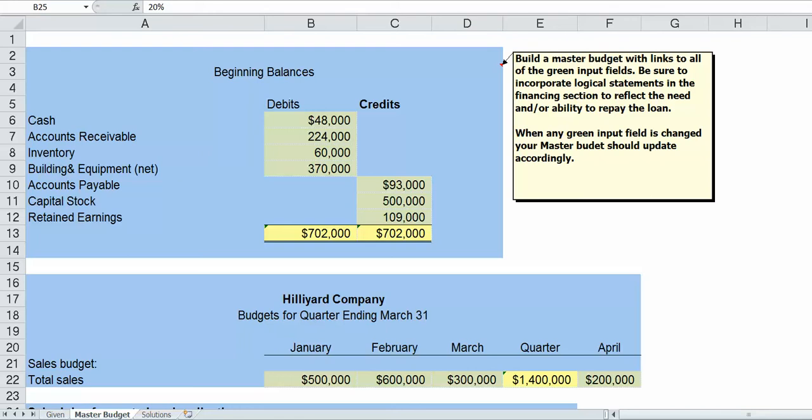Comments on the master budget. First, be sure to pick up down below, where applicable, the beginning trial balance numbers, particularly for the schedule of cash collections, inventory purchases, and payables, and then of course the building and capital stock and things of that nature and retained earnings when you complete your financial statements.